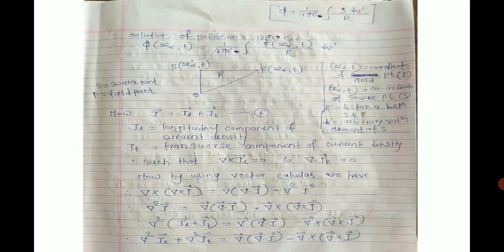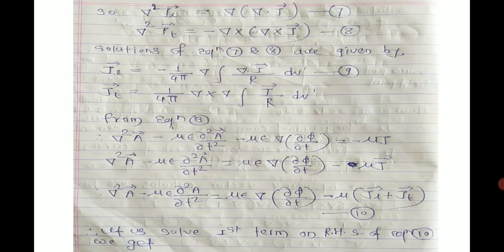Then comparing the coefficients of this equation, the terms are: del square JL is equal to del del dot J, equation number 7, and del square JT is equal to minus del cross del cross J, equation number 8. That is comparing the above equations. So these two new equations 7 and 8: del square JL is equal to del del dot J, and del square JT is equal to minus del cross del cross J.